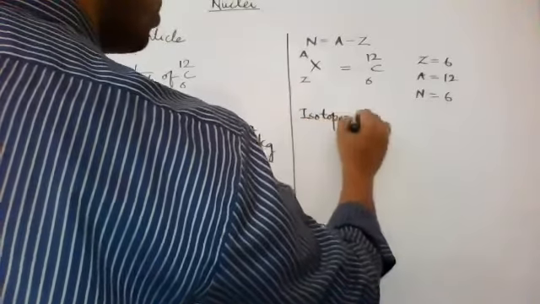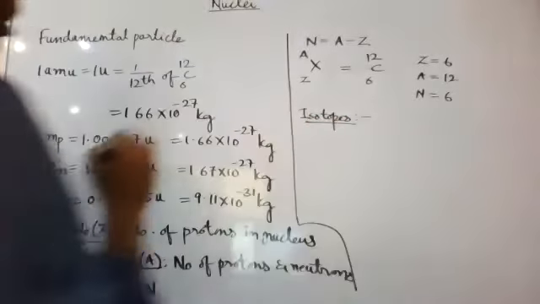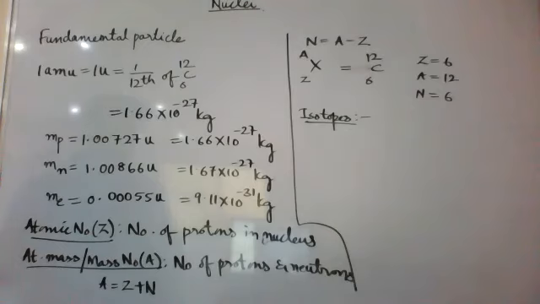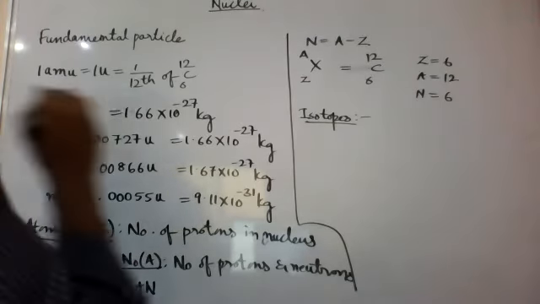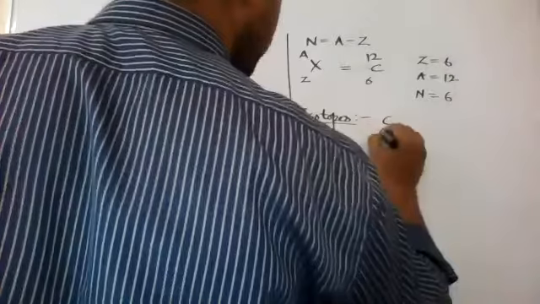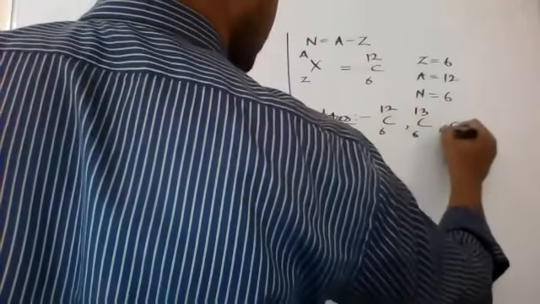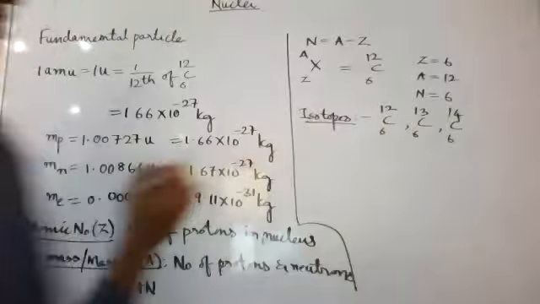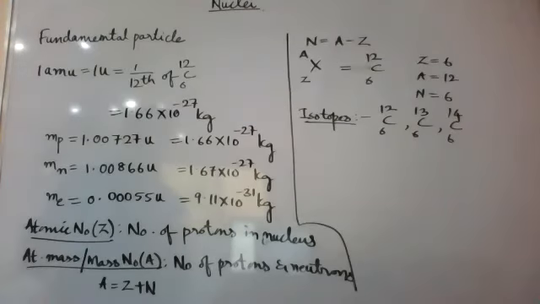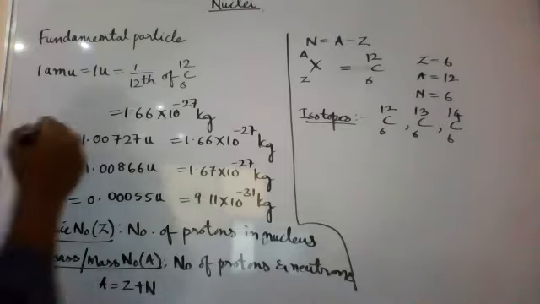Now I will quickly define what isotopes are. Isotopes means atoms of the same element but different atomic mass. Examples are C-12, C-13 and C-14. These are examples of isotopes. Same atomic number but different atomic mass, they are said to be isotopes.